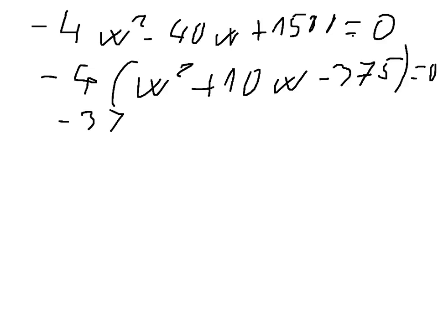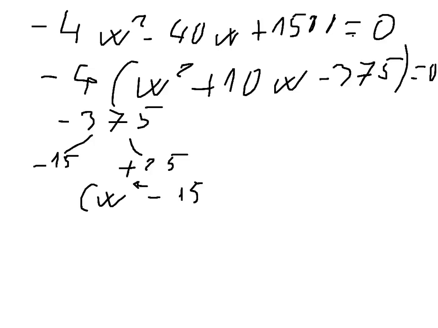So then we know that minus 375 divided by minus 15 equals plus 25. And if we add these two numbers together, it will equal plus 10. So W squared minus 15W plus 25W minus 375.